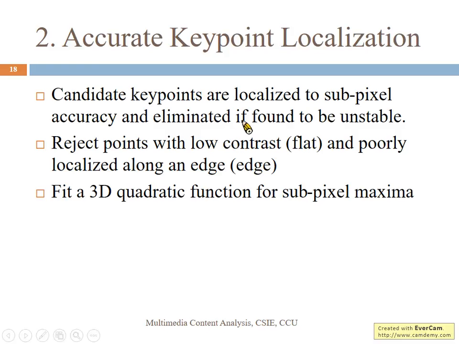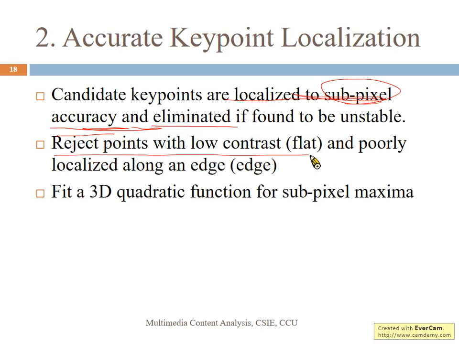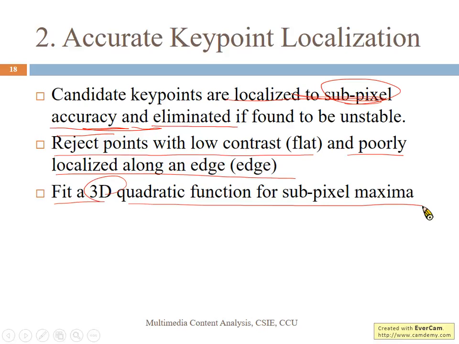So this is the first step. After the first step, we can find the location of key points. The second step is that we try to refine the location of the detected key points. The candidate key points may be located to subpixel accuracy, and will be eliminated if found to be unstable. So the second step is just a refinement step. We will reject points with low contrast and points poorly localized along an edge. We will also fit a 3D quadratic function for subpixel maxima.